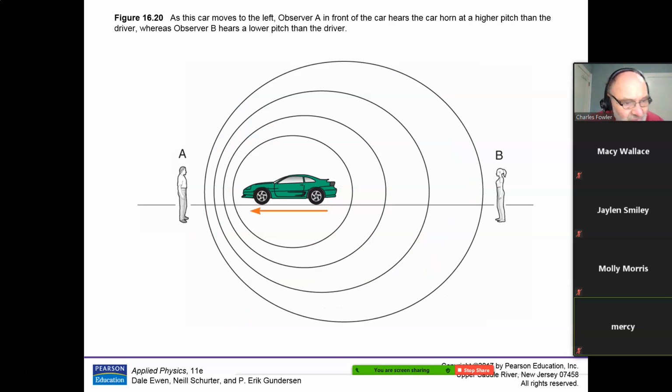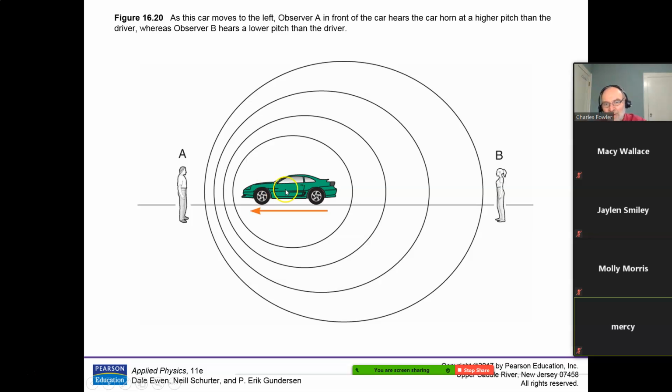And here it is. This is on the top of page 440. This is figure 16.20. The car is moving to the left, and it has a horn going on, and the horn is a constant frequency. But because the car is moving, that pushes the sound waves closer together, so it sounds like they're going up in frequency to the guy over here at A, but it's going down in frequency to the gal over here at B, because now the sound waves are further apart.